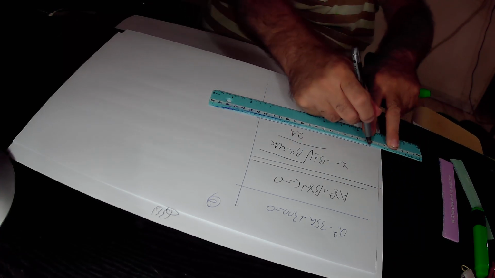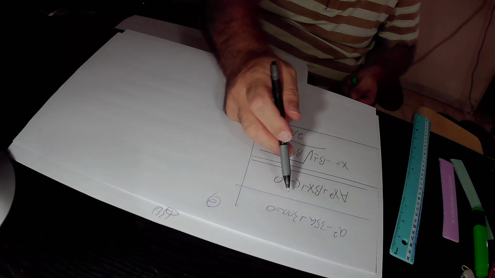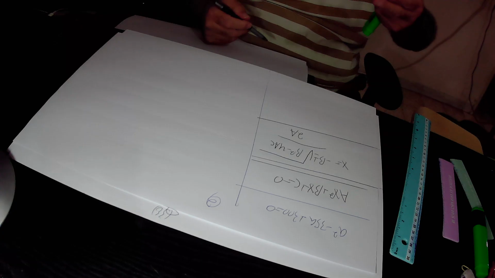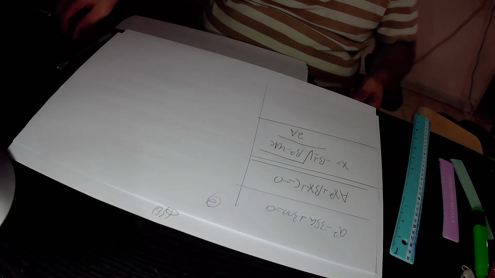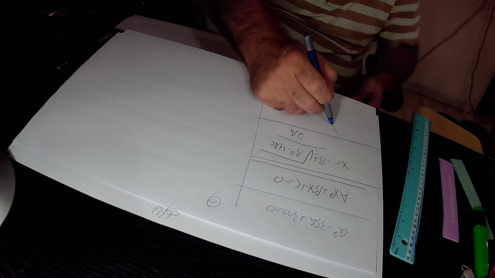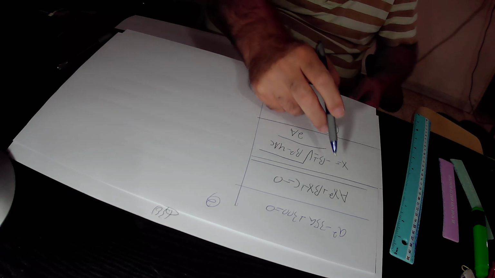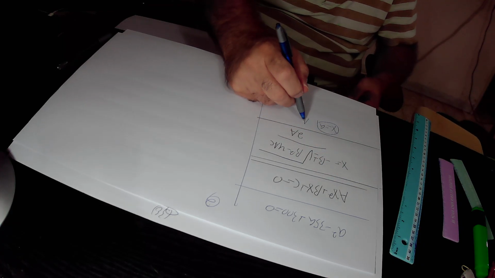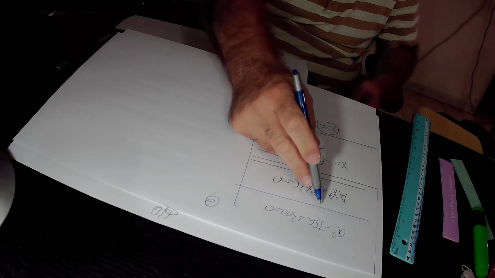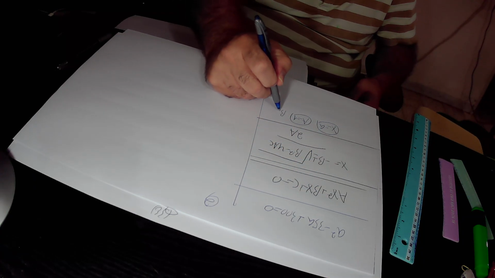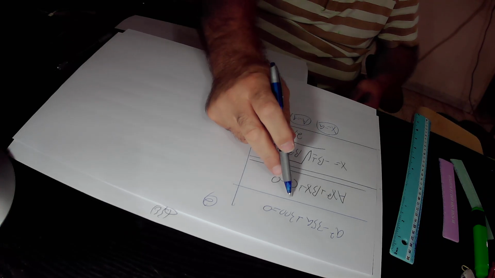In our specific quadratic equation, that is to say a squared minus 35a plus 300, the variable that we are looking for is a. So x equals a. The coefficient a equals 1. The coefficient b equals minus 35. And finally the coefficient c equals 300.